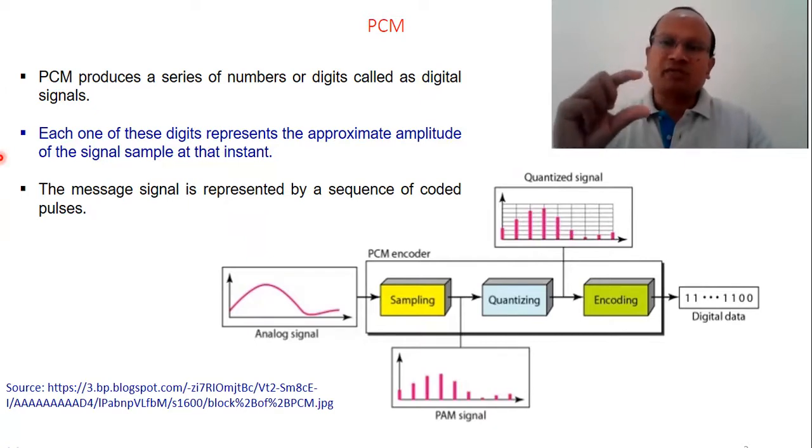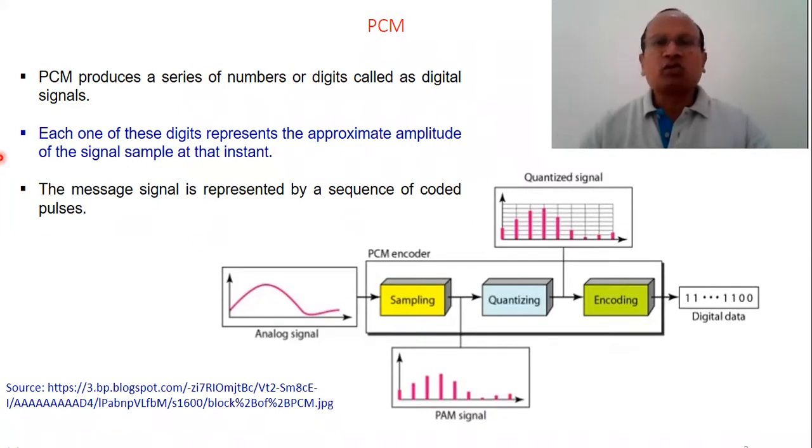Whatever the amplitude of the sample, accordingly the number of encoded bits, or the value of the bit stream, is used to encode that particular sample. The message signal is represented by a sequence of coded pulses. If you look at this block diagram, it consists of three major stages: sampling, quantizing, and encoding, which are the three essential processes involved in PCM.